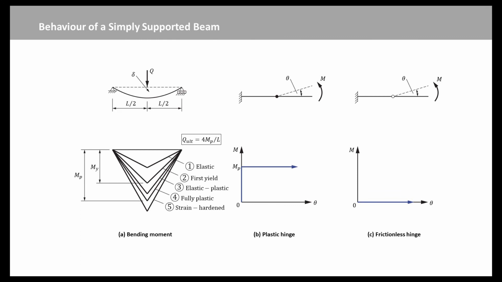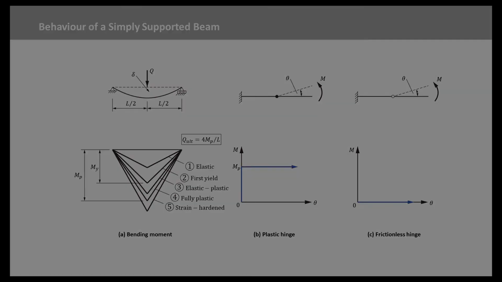It should be noted that when the full plastic moment Mp of the simply supported beam shown in Figure A is reached, the rigid plastic assumption predicts that a two-bar mechanism will be formed by the plastic hinge and the two frictionless support hinges, and that the beam will deform freely without any further increase in load. Thus, the ultimate load of the beam is Qult equal to 4 times Mp over L, which reduces the beam to a plastic collapse mechanism.